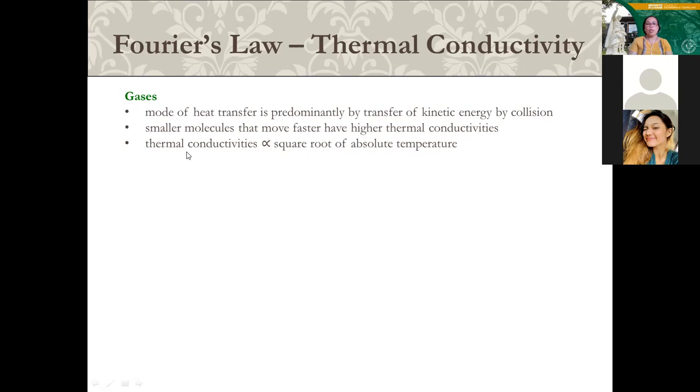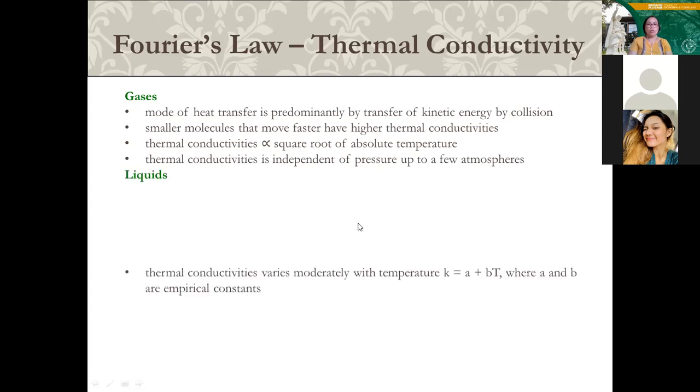So if the thermal conductivity increases, we say that the square root of the absolute temperature of the object also increases, since the two are said to be directly proportional. So this is only, by the way, applicable to gases. So thermal conductivities in gases are independent of pressure up to a few atmospheres. So meaning at non-elevated pressure conditions, our thermal conductivities for gases are not dependent on pressure. But it's a different thing already when it's increased pressure.